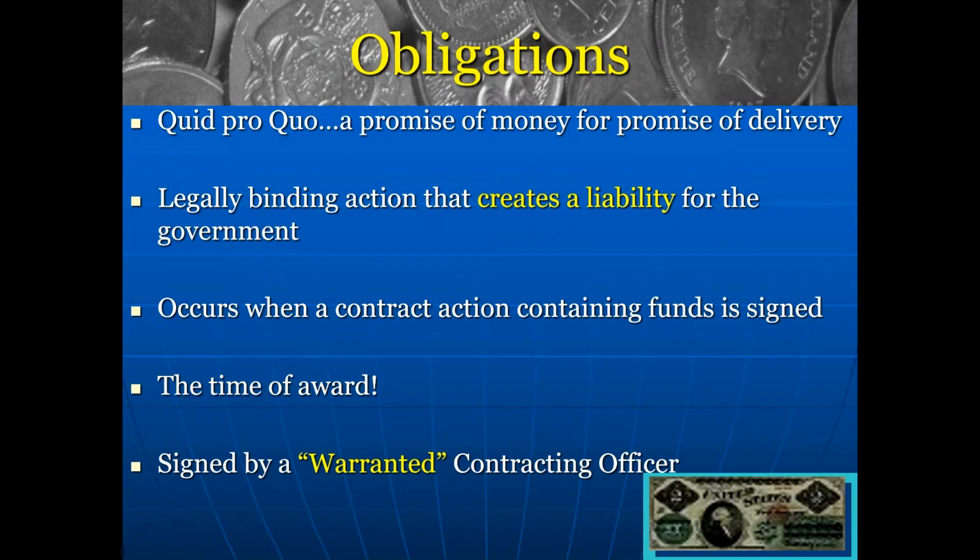Obligations. Obligations are a quid pro quo, a promise of money for a promise of delivery. It is a legally binding action that creates a liability for the government. It occurs when a contract action containing funds is signed, at the time of award, and the award must be signed by a warranted contracting officer.